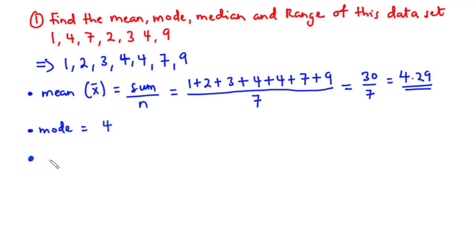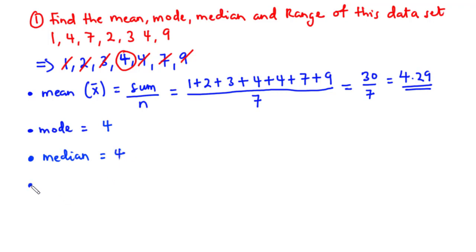Now let's move on to the median. Now the median is the middle number from the list. Now to find the median, basically we want to cancel out the ending values. So we cancel out 1 and then 9, 2 and then 7, 3 and then 4, and then we are left with one number in the middle. Now this is the median. So the median for this data set is 4.